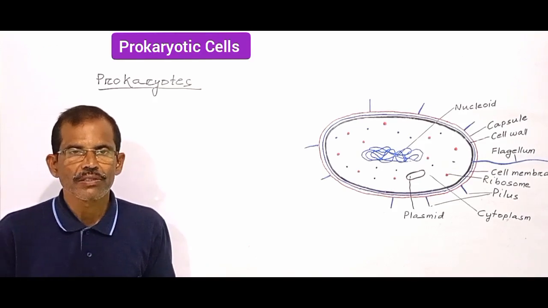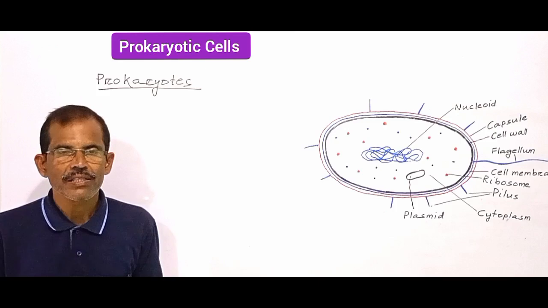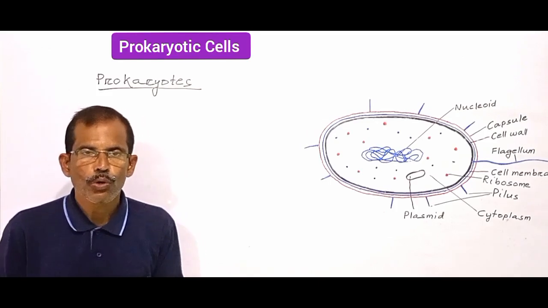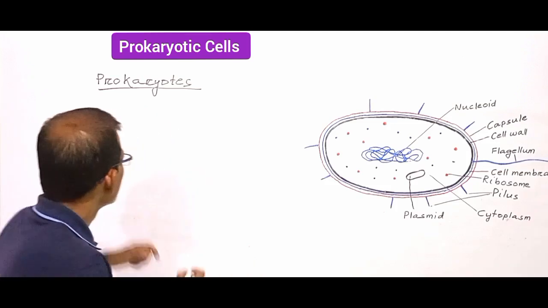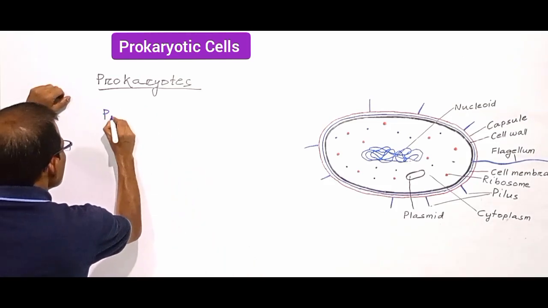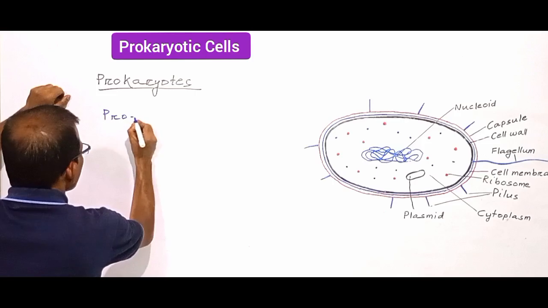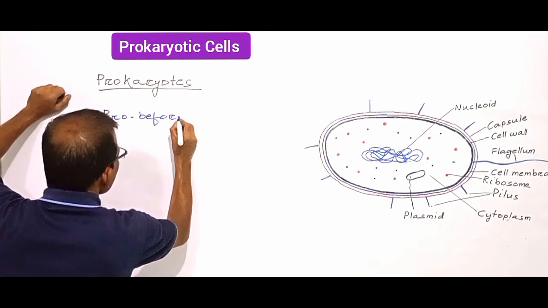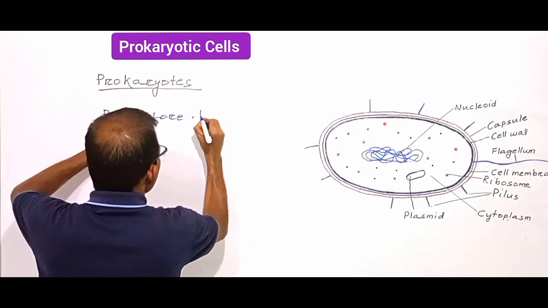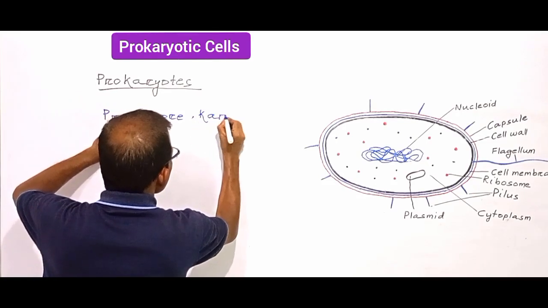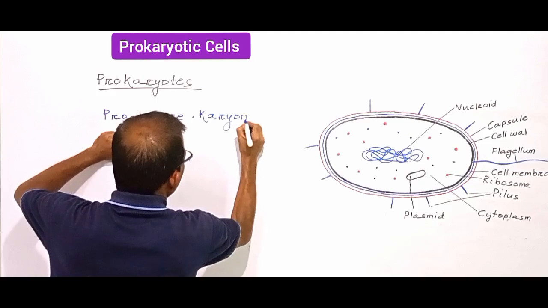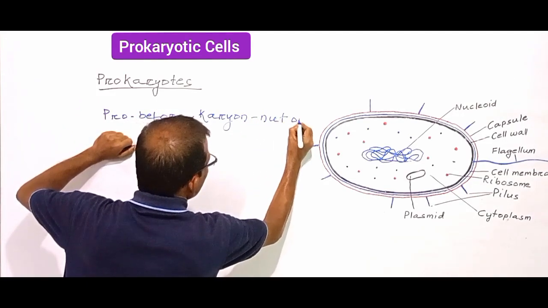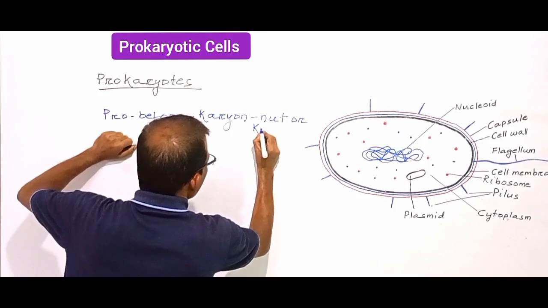Prokaryotic cells are single cell microorganisms known as prokaryotes. The term prokaryote is derived from two Greek words. Pro means before, and karyon means nut or kernel.